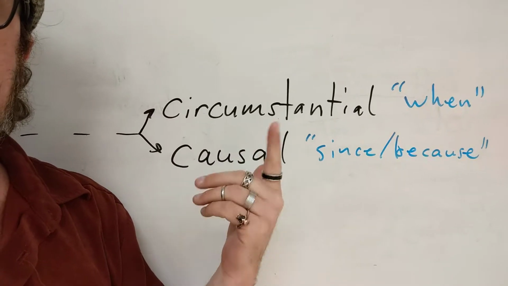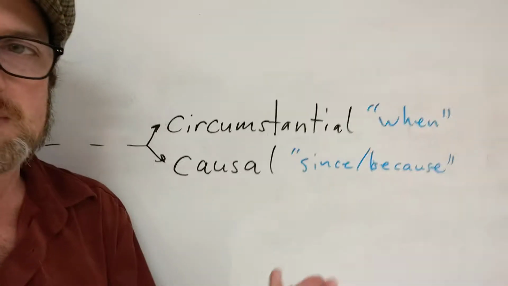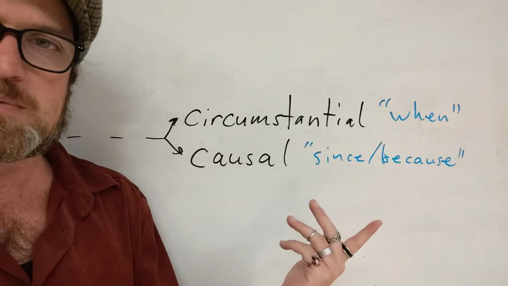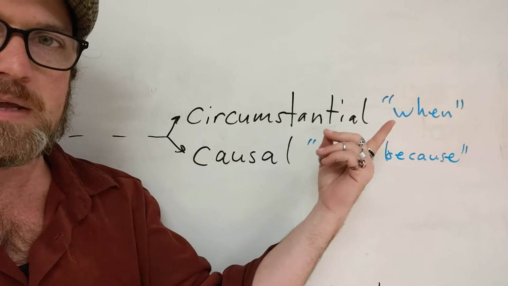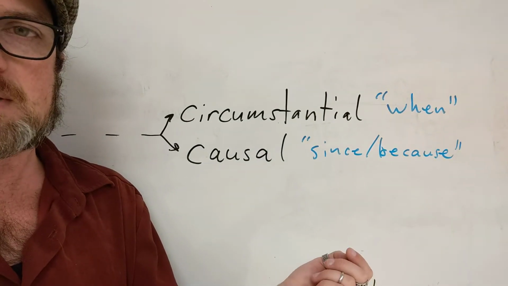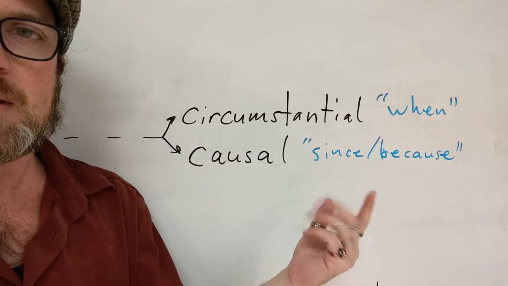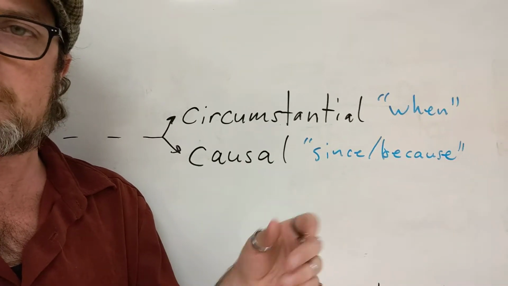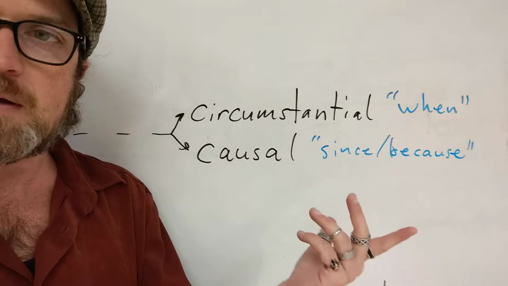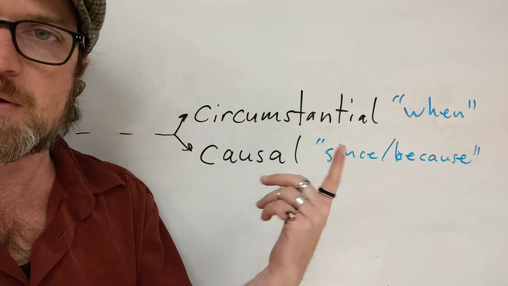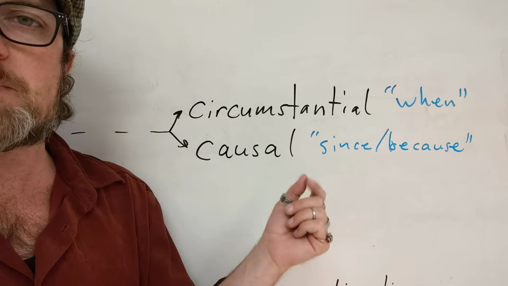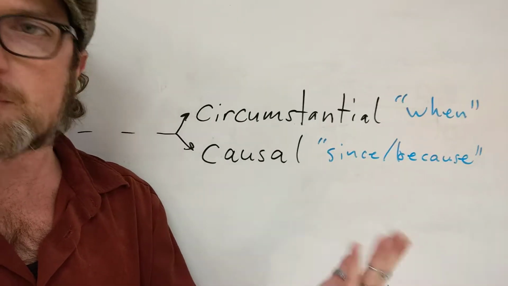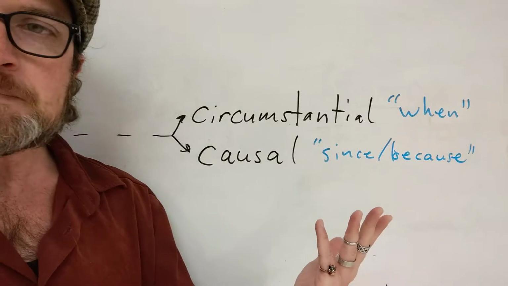Now, the distinction between these can be hard to tell because grammatically there's no distinction between them, but sometimes when you're translating them, it sounds better to say when. Sometimes when you're translating them, it sounds better to say since or because. Well, if it makes more sense to say when, then chances are this is best described as showing a circumstance under which something happens, in which case we call it circumstantial. And if it sounds better with a since or a because, then we would say it's causal in nature. It's showing the reason why something happens, right?